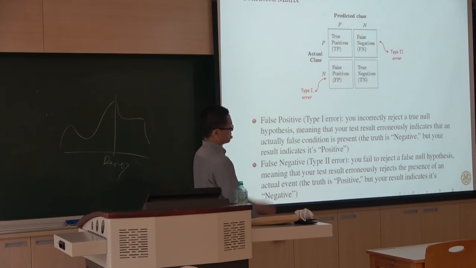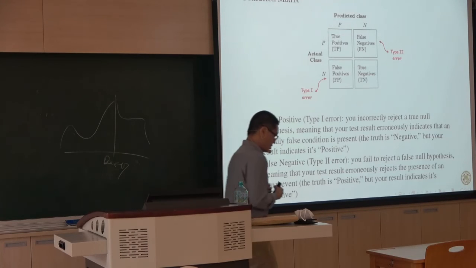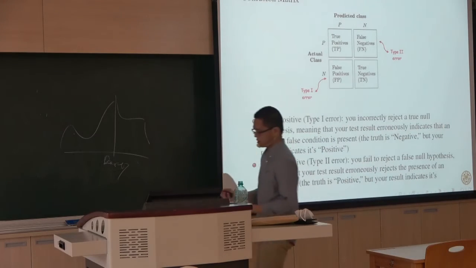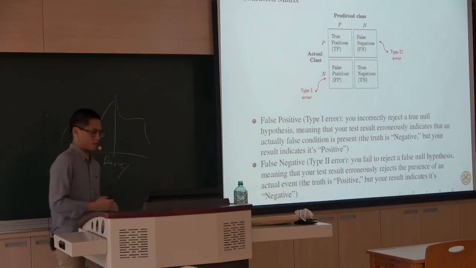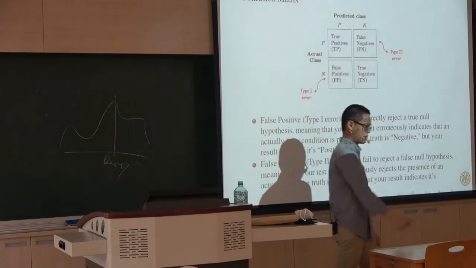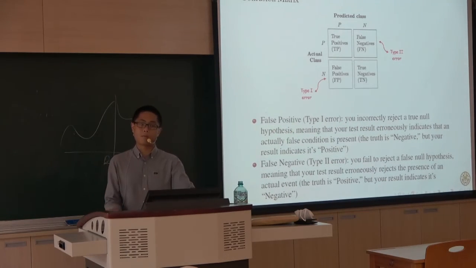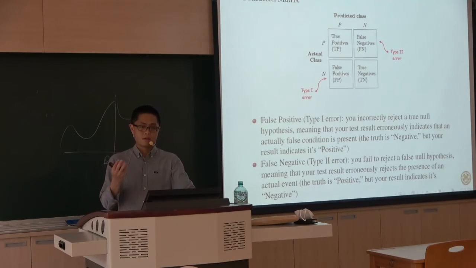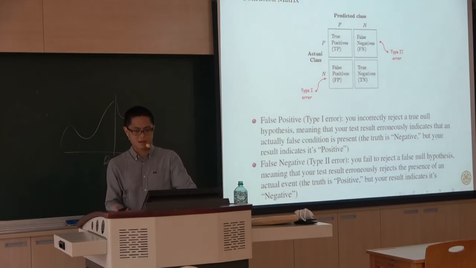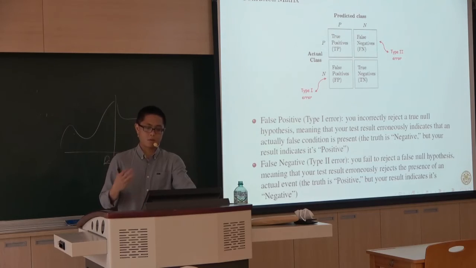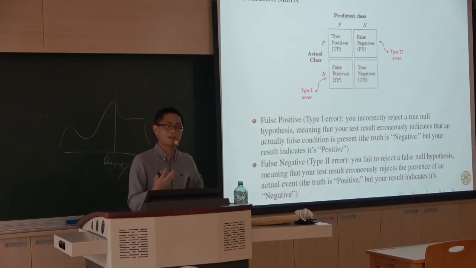This should generate two types of error. The false positive, type 1 error, means that you incorrectly reject a true null hypothesis. For example, current genetic science does not allow a man to be pregnant. Of course, in 10 years from now, I might be wrong. If a man comes to you and you diagnose him as pregnant, that's a typical type 1 error because you incorrectly reject a true null hypothesis. The truth is negative, the man is not pregnant, but your result indicates positive. Your test result wrongly indicates that a false condition is present.